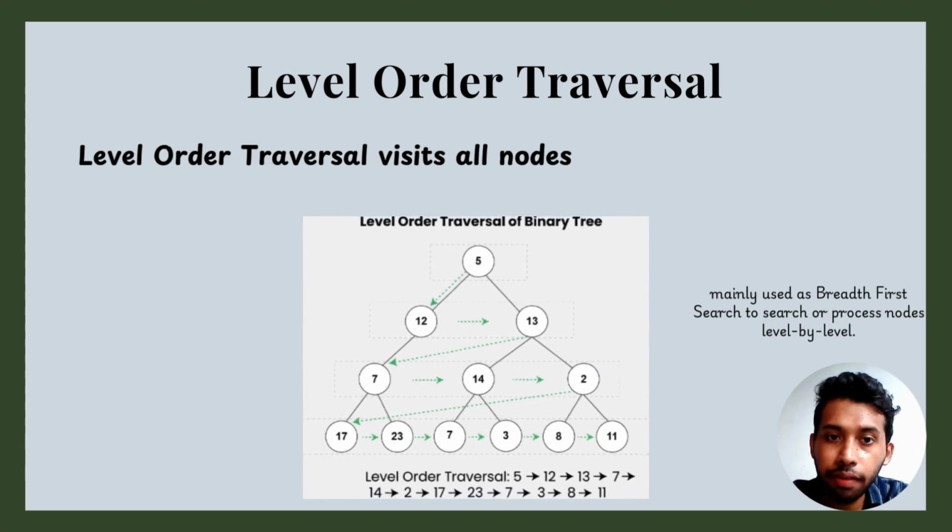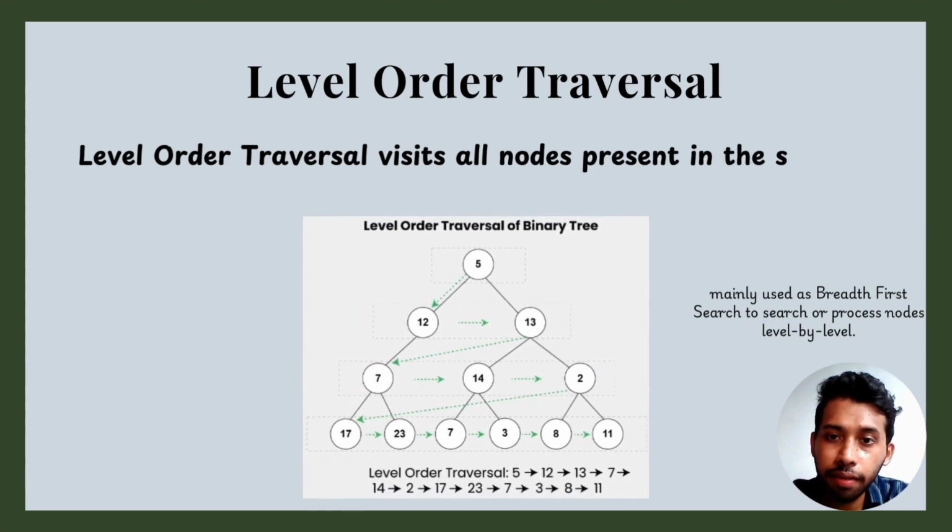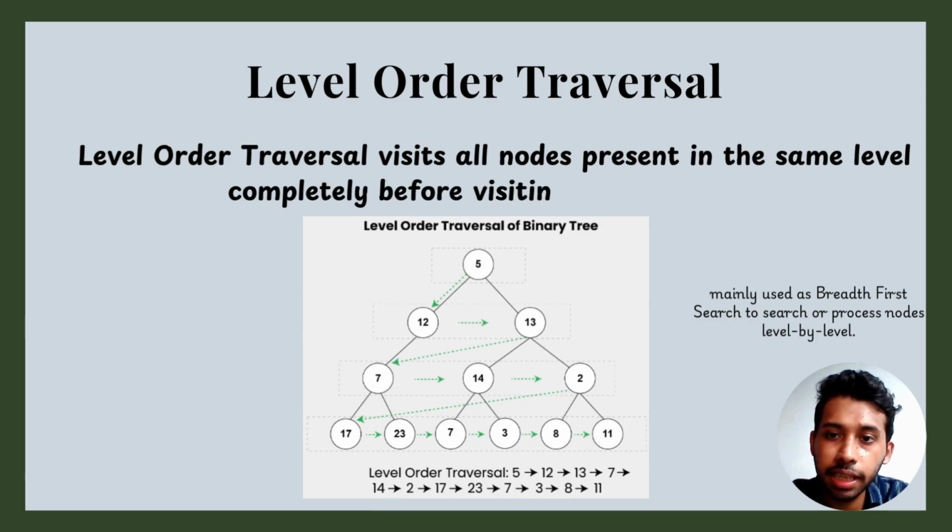Finally, let's look at breadth first traversal, also known as level order traversal. Level order traversal visits all nodes present in the same level completely before visiting the next level. Level order traversal is mainly used as breadth-first search to search or process nodes level by level. Level order traversal is also used for tree serialization and deserialization.